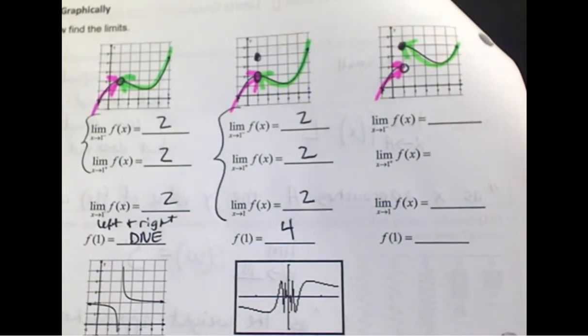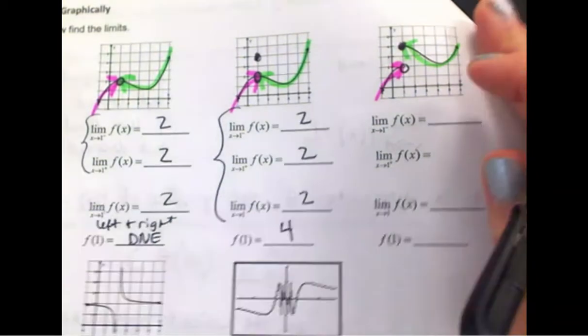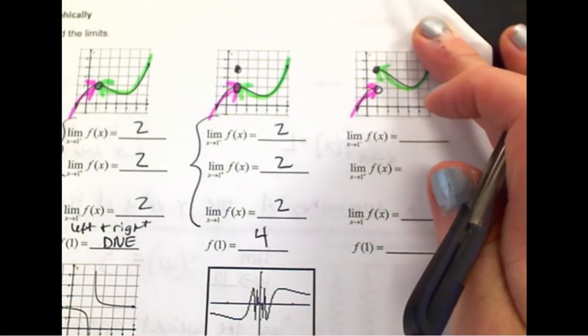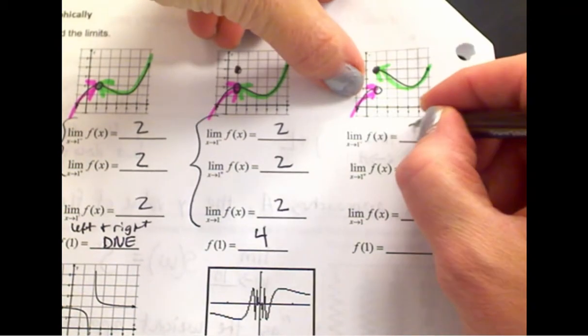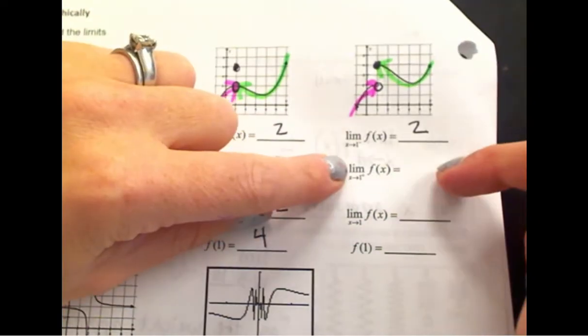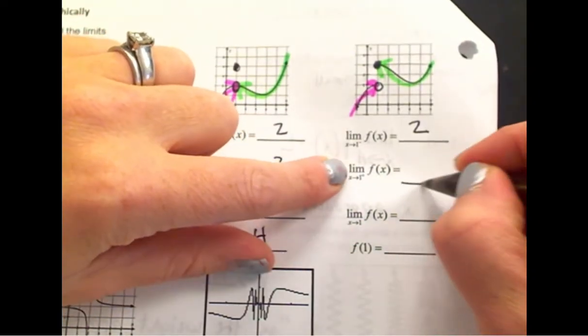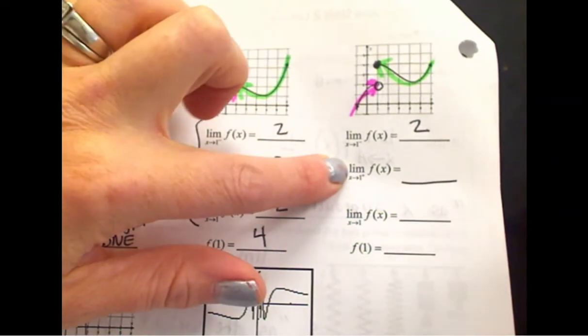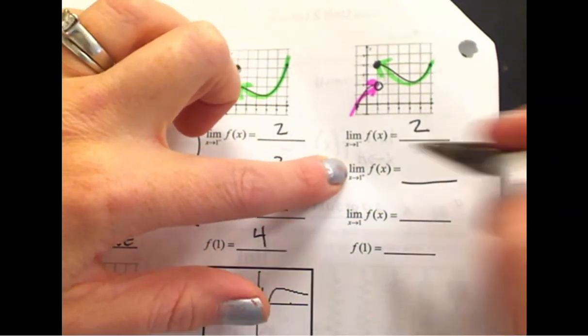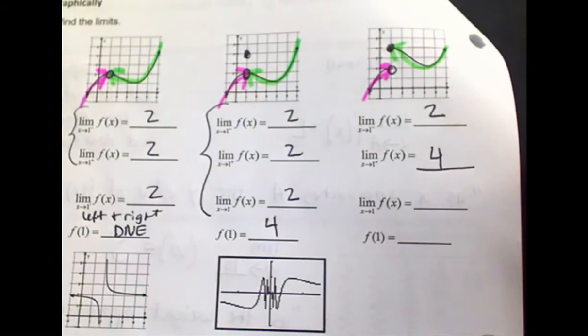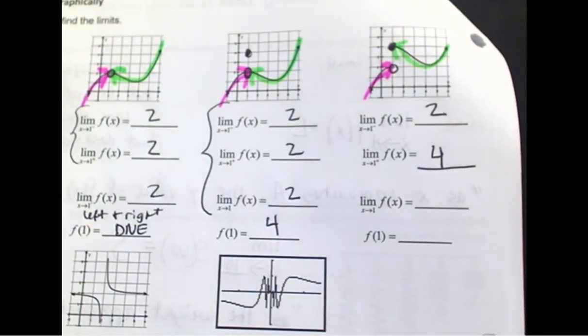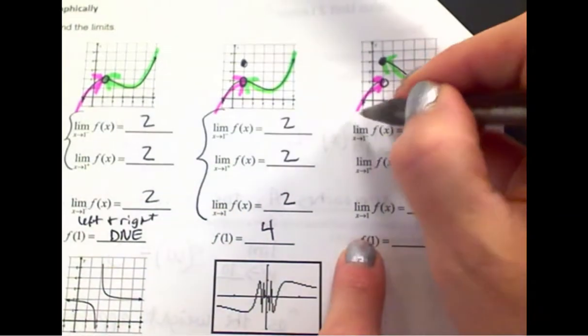Okay, here we go. Who wants to answer first row? Limit from the left. Yes, Sean. 2. Agreed. Alex, from the right? Maybe. 4. Sure, you can have a piece. All right, last one.